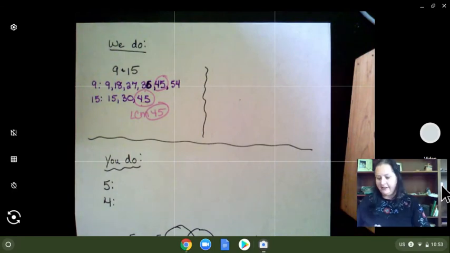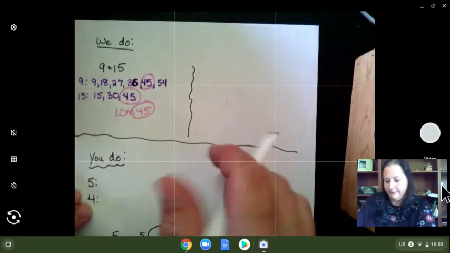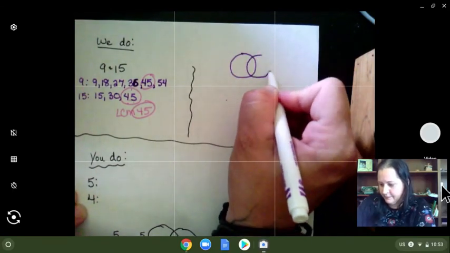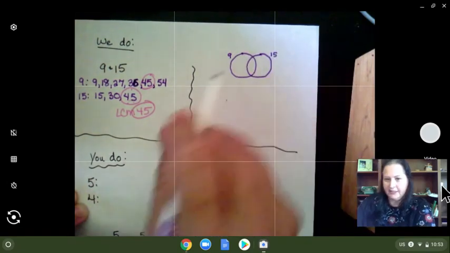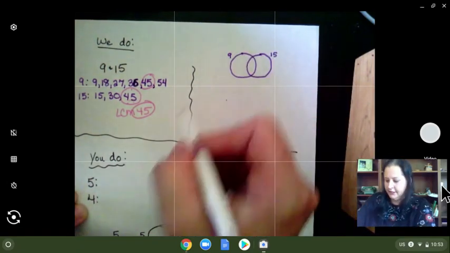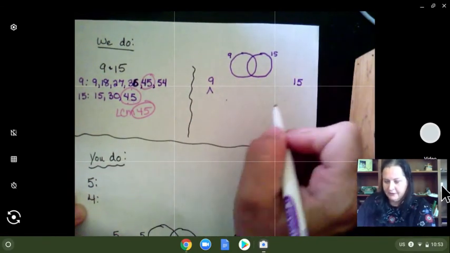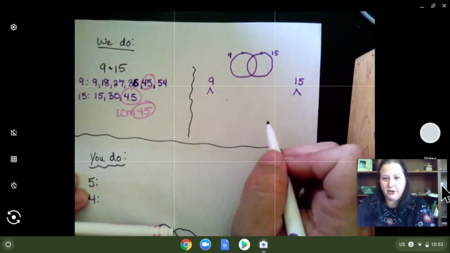We list the multiples way. Now let's try a Venn diagram. So you're going to, on your paper, draw a Venn diagram. It's going to look like this. Put the 9 up on one side and 15 on the other, so give each number a circle. Then we're going to do the prime factorization for those two numbers. Go ahead, if you need to pause, go ahead and try the prime factorization on your own while I do it.